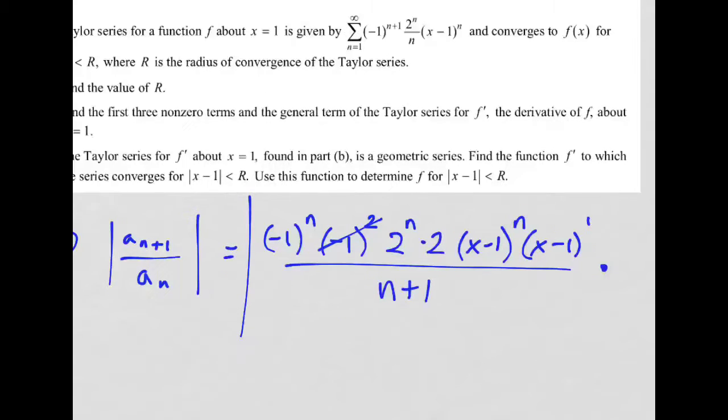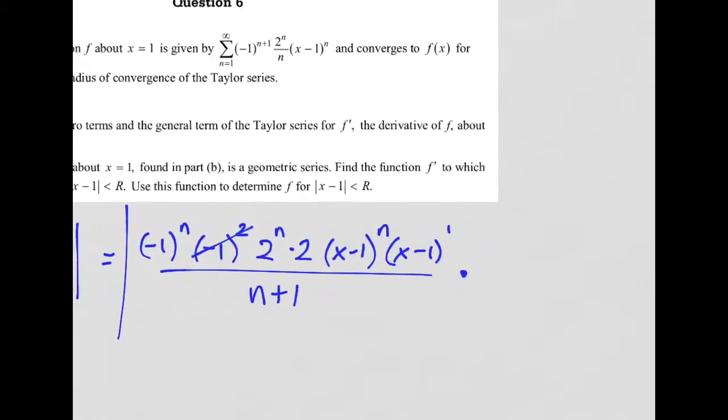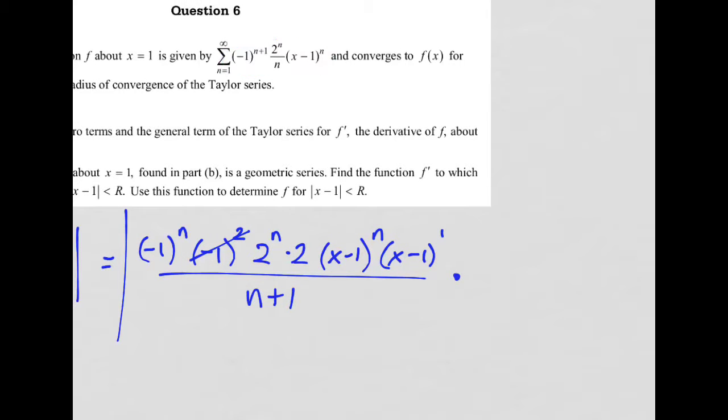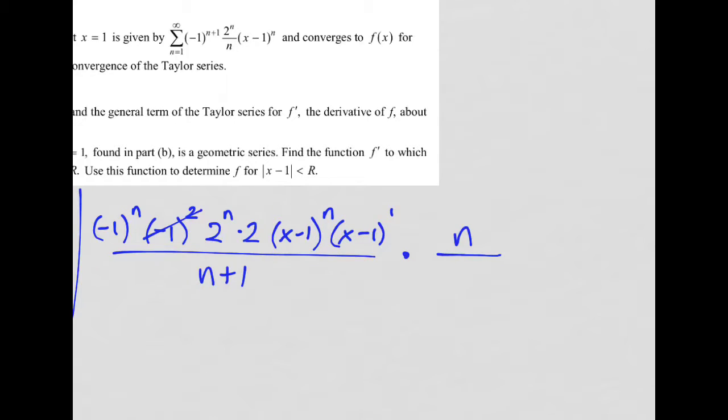Now, that's the first part. That's this. And then I'm going to divide by this, which means flip it over and multiply. So I will just copy this down, except it's flipped over. So n is on top, everything else is on bottom. And again, I do the same thing. Instead of writing n plus 1 here, I write negative 1 to the n times negative 1, and then 2 to the n, that stays, and then x minus 1 to the n.